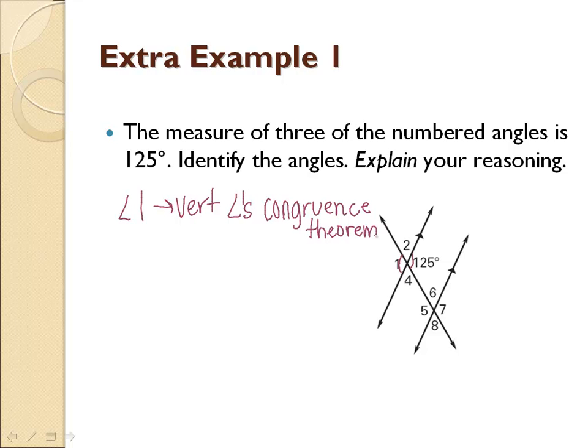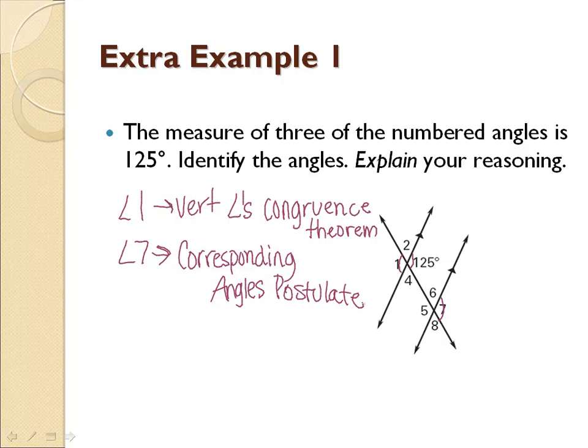Okay. The other one would be angle 7. So angle 7. And that's by the corresponding angles postulate. And then the final one that would be the same as angle 5. And we're looking in relation, angle 5, in relation to this 125 degree angle. And so that's by the alternate interior angles theorem.